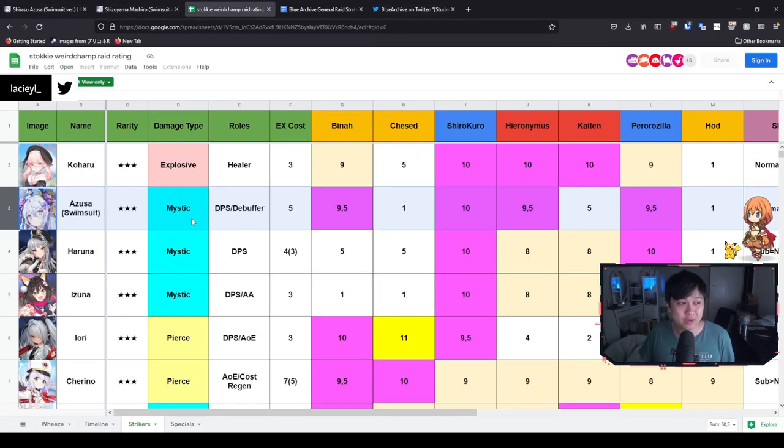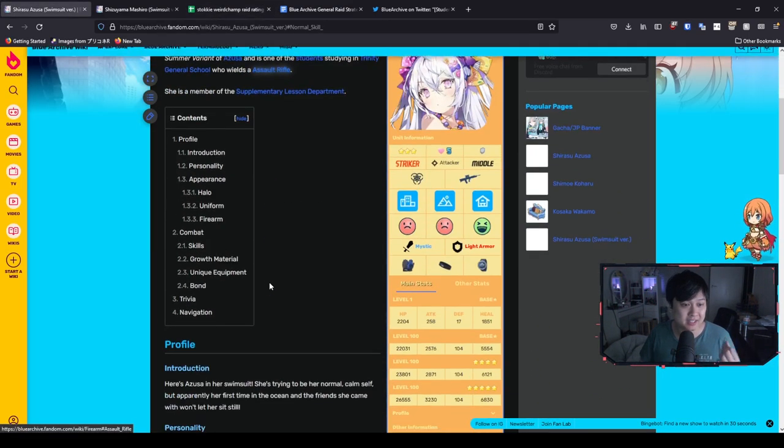So before I go anywhere, let me show you the Summer Azusa ranking thing. If you guys are a regular viewer, you should know this spreadsheet by now. Shout out to Stocky for the raid rating. And you will see that Azusa swimsuit is 9.5 for Binah and a 9.5 for Hieronymus, and she doesn't even belong to the element. There is a lot of explaining to do. Okay, and so with this context in mind, let's evaluate her.